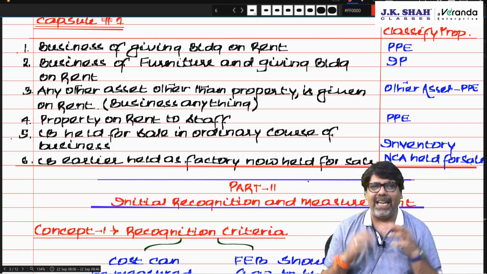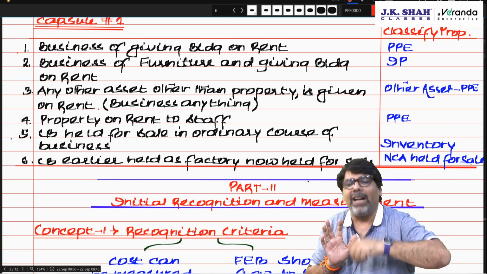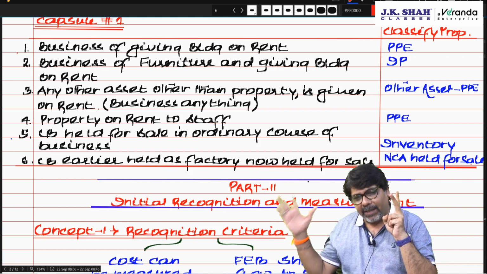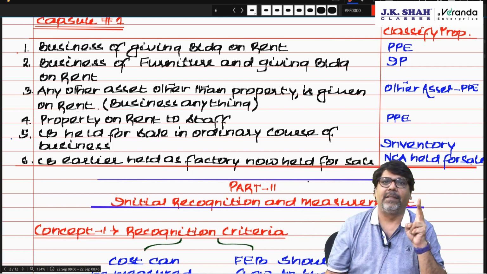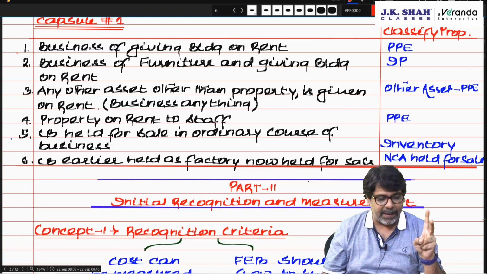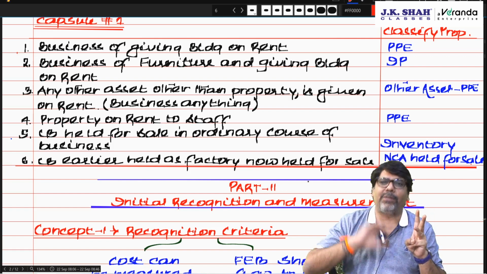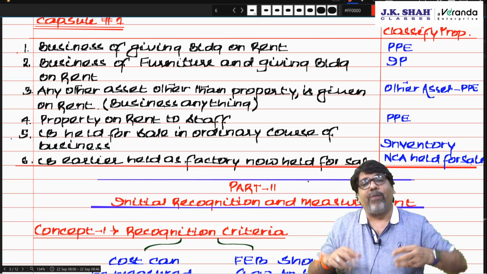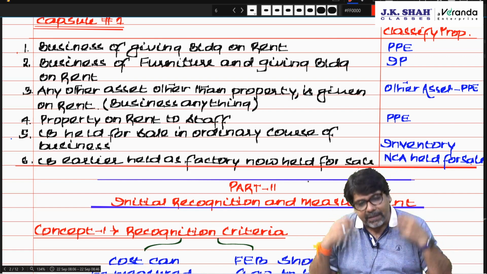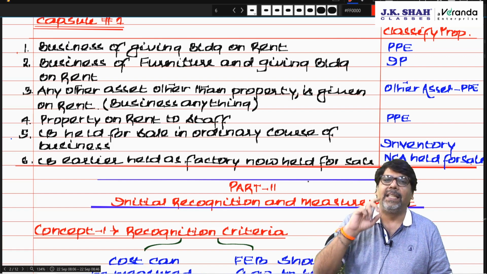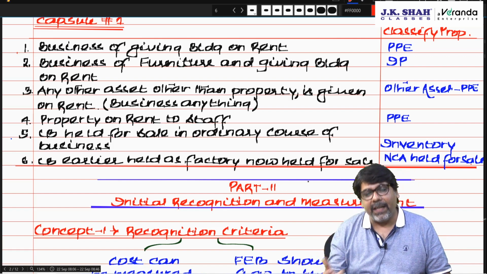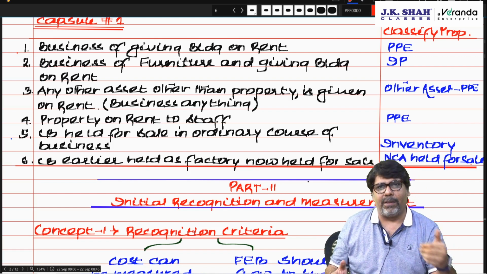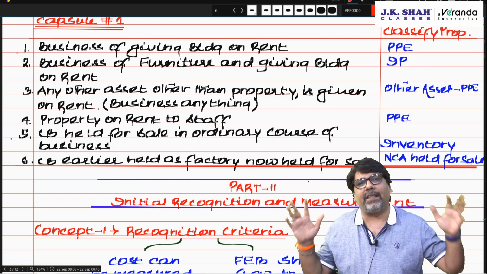So land and building on rent, if my business is giving on rent, then PP. If my business is something else, but I am giving land and building on rent, then it is investment property. Land and building given on rent to staff, then it is PP. Land and building held for sale in the ordinary course of business, that means I am a promoter, then chartered it is inventory. Land and building was PPE, now I have reclassified it as held for sale because I want to dispose of that factory, then it is non-current asset held for sale.